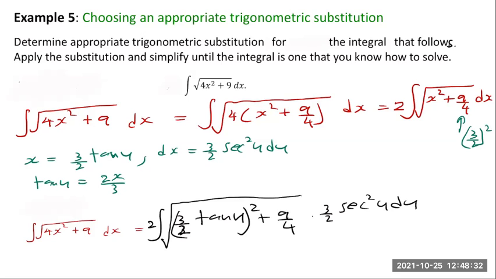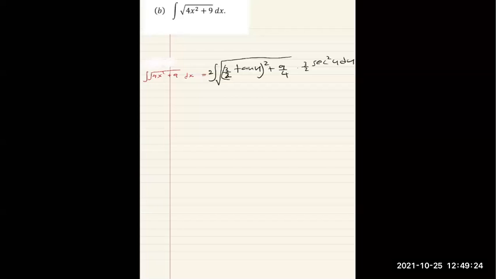Okay, let's simplify this integral a little bit. I copied my integral to the next page. So you have 2 times the integral of 9 over 4. Of course, I can pull that 9 over 4 out, because here you get 9 over 4, here you have a 9 over 4. Then you get tan squared u plus 1. Don't forget the square root.